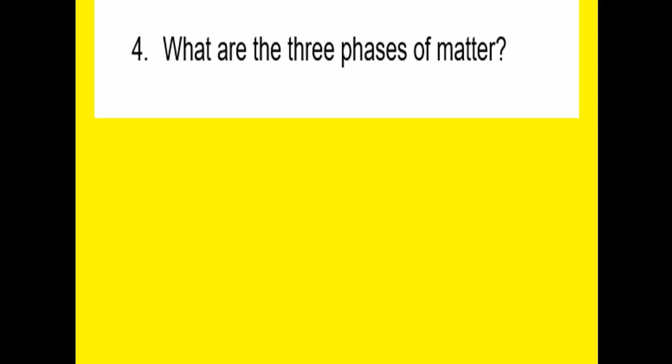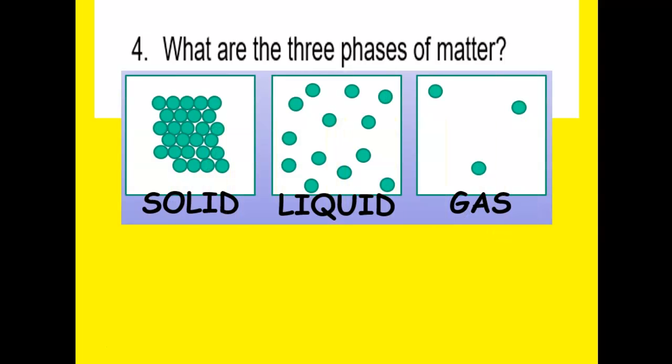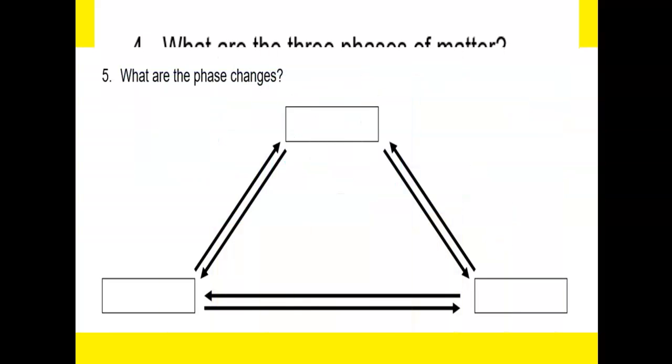Now, on the back side, the three phases of matter, which you should have learned in middle school and elementary school, are solid, liquid, and gas. And these are pictures of how the particles look in their states of matter. Now here, it's asking you, what are the phase changes?